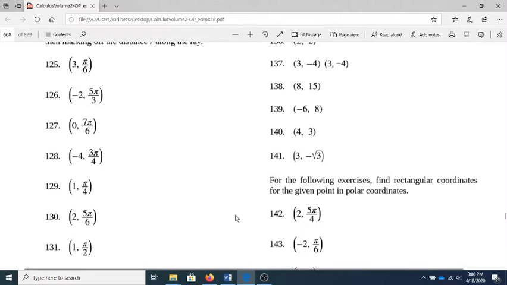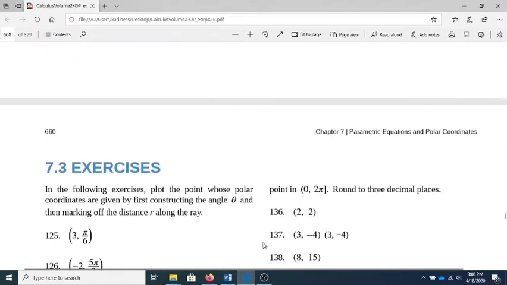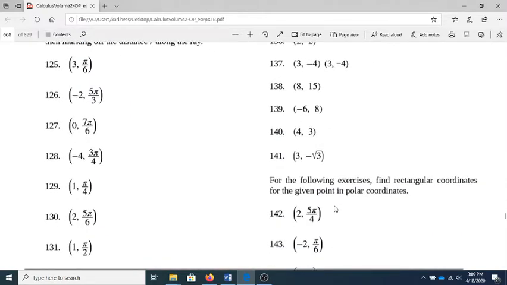There we go. There's problem 139. What do the directions say? Now I've got to come down here. It says, for the following exercises, the rectangular coordinates of the point are given. Find two sets of polar coordinates. And they want angles between 0 and 2 pi. Round to 3 decimal places if needed. So our point is (-6, 8). That's in rectangular coordinates.